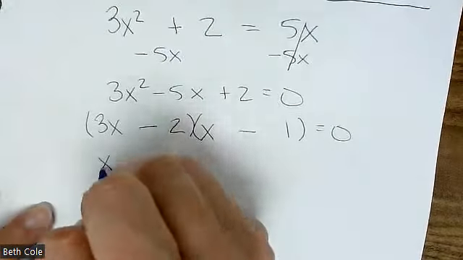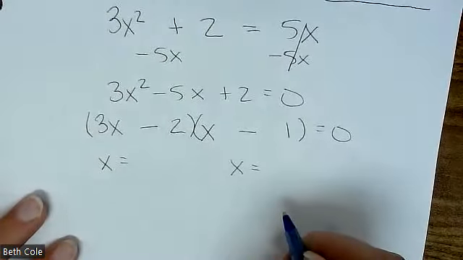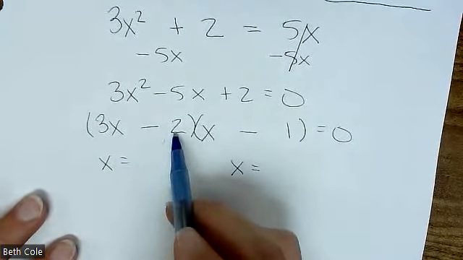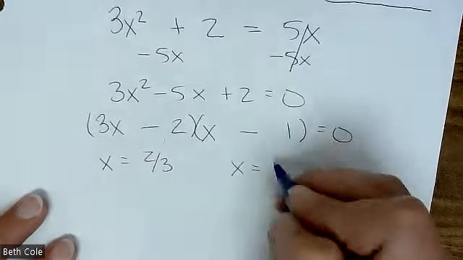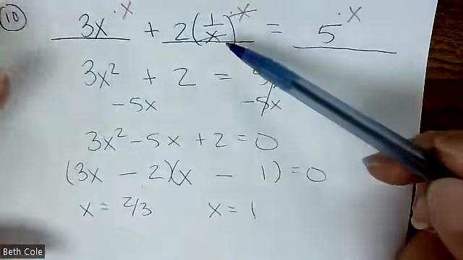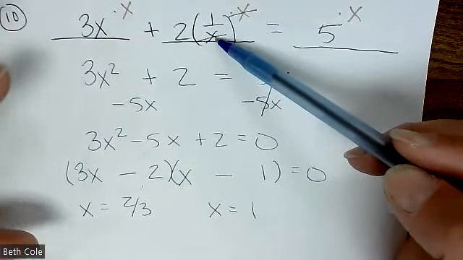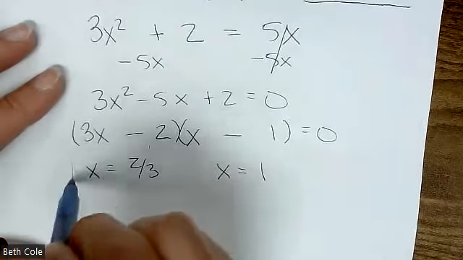All right, and so your answers would be what? 2 over 3, and then 1. Your troublemaker was 0. We did not get 0, so we're good.